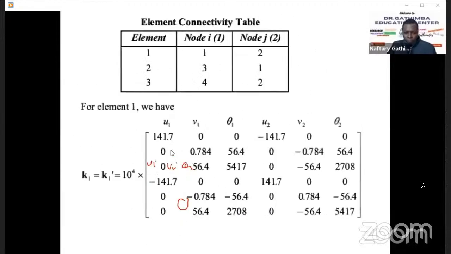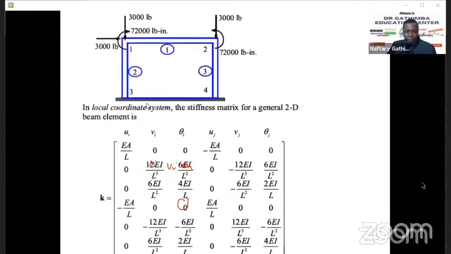Be careful about the naming, because the naming is important. It will affect the sign convention. This is node 3, so this is the I here. This is node 1, 3. So this is the I, this is the J. This is node 2 and 4. This is the I, and this is the J.